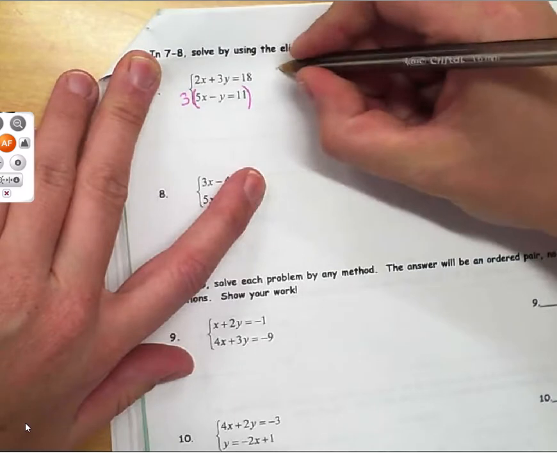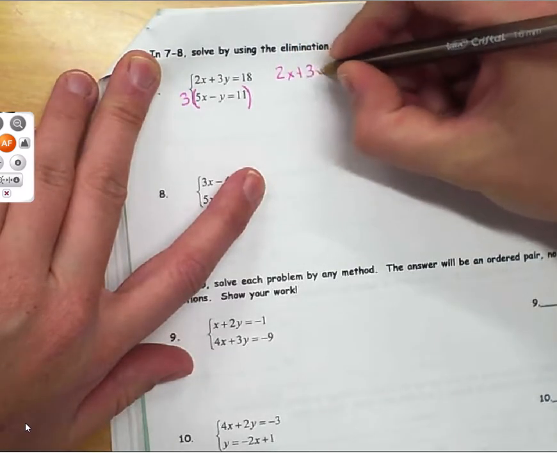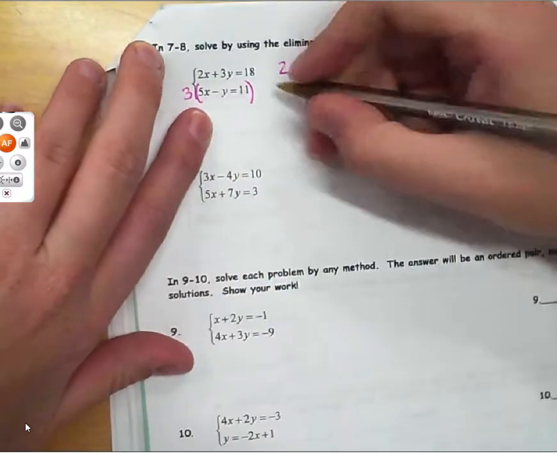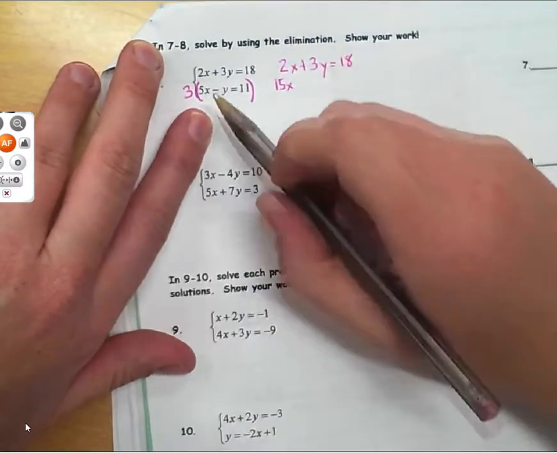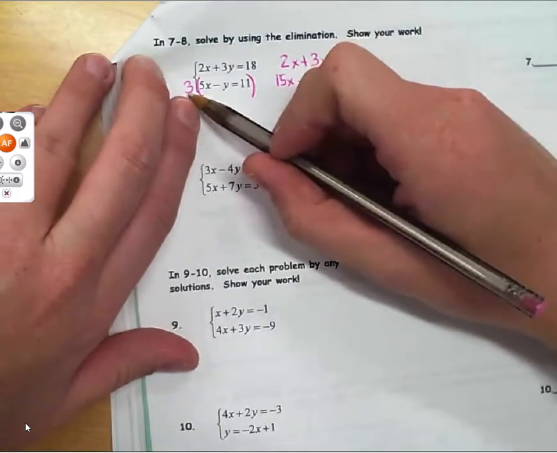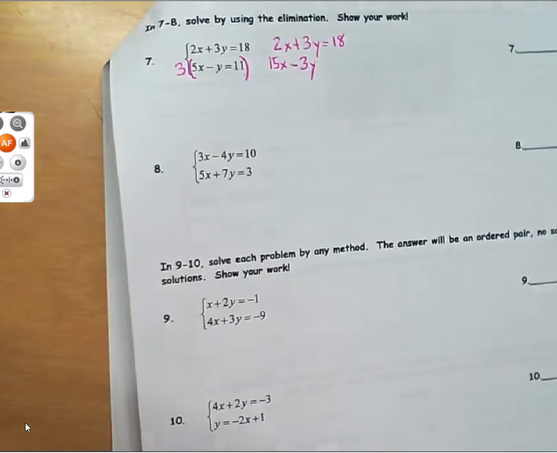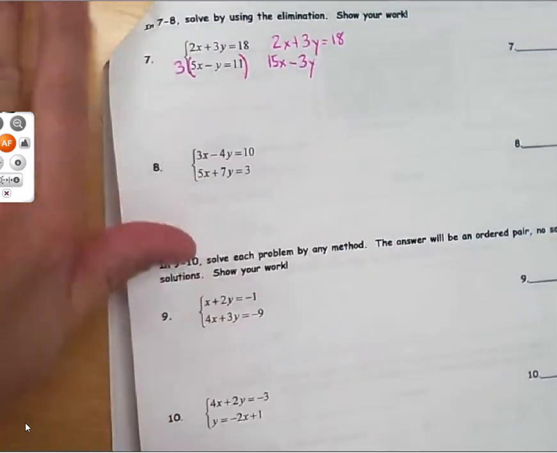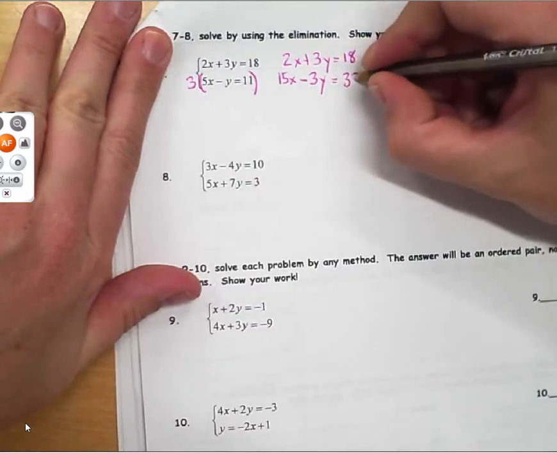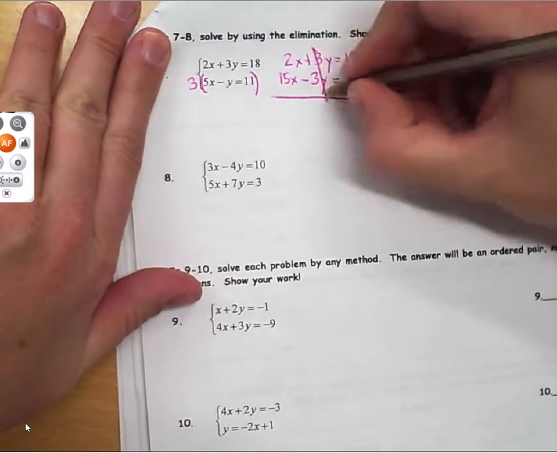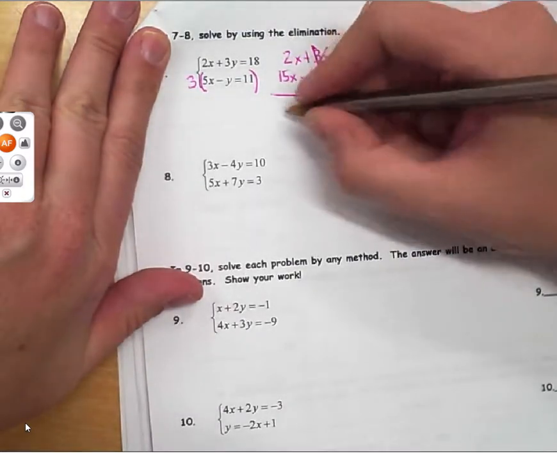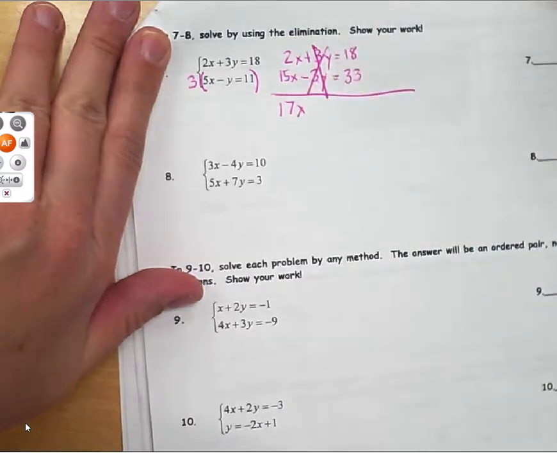So I'm going to go ahead and just rewrite this first sentence. 2x plus 3y equals 18. 3 times 5, 15x. 3 times 1, minus 3y. And we need to do 3 times 11. The number one mistake I saw in class today was not timesing that 3 by the 11, which gives us 33. Now, those go away when we add them together, because 3 minus 3 is 0. 2 plus 15 is 17.